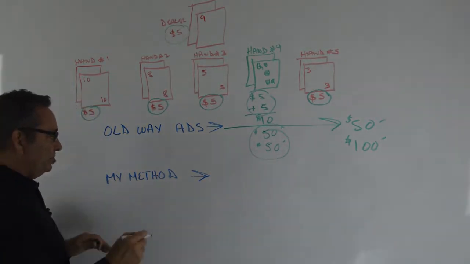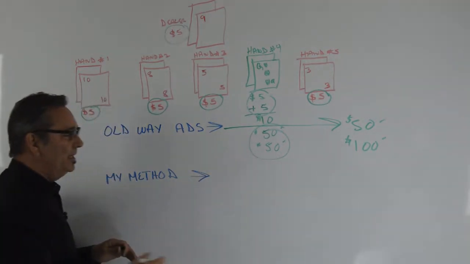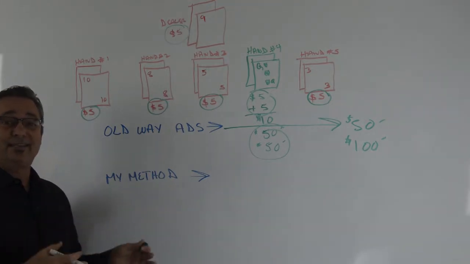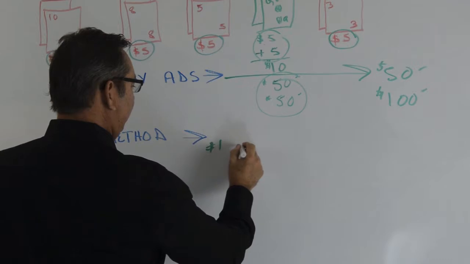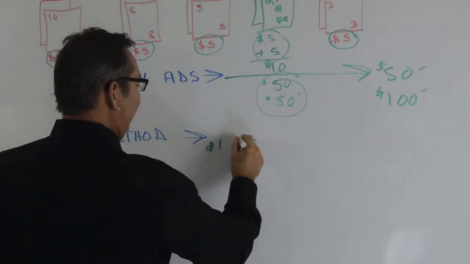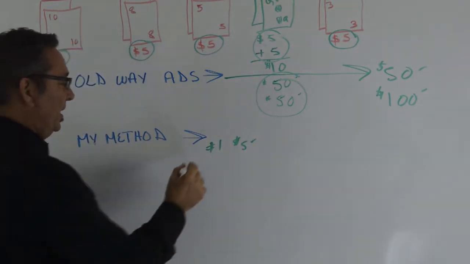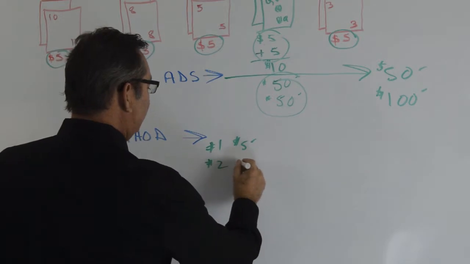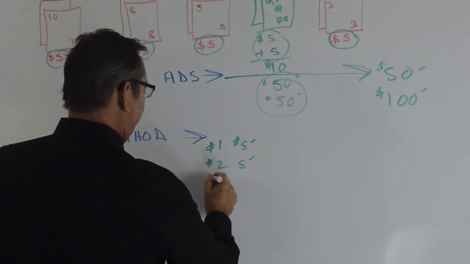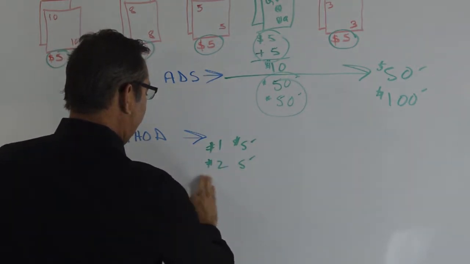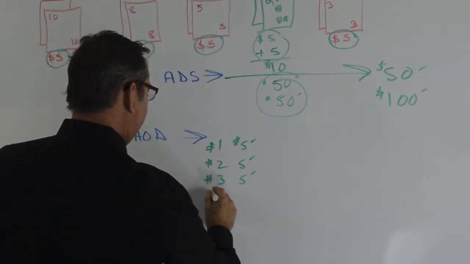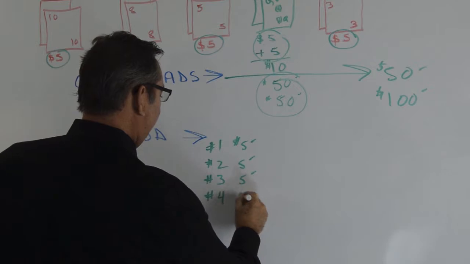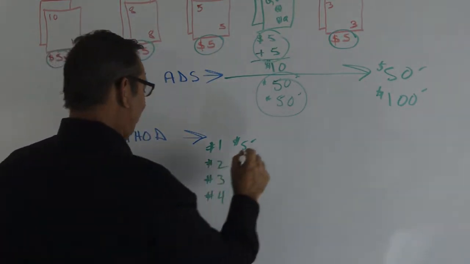This is our method. What we do is we break this down into audiences or ad sets, okay? So we're going to take our first ad set right here, and we're going to spend $5. Simple. And then we're going to take our second one here, and we're going to spend $5. And then we're going to take our third one here, and we're going to spend $5. Our fourth one here, we're going to spend $5. Let's just do a few more of these.